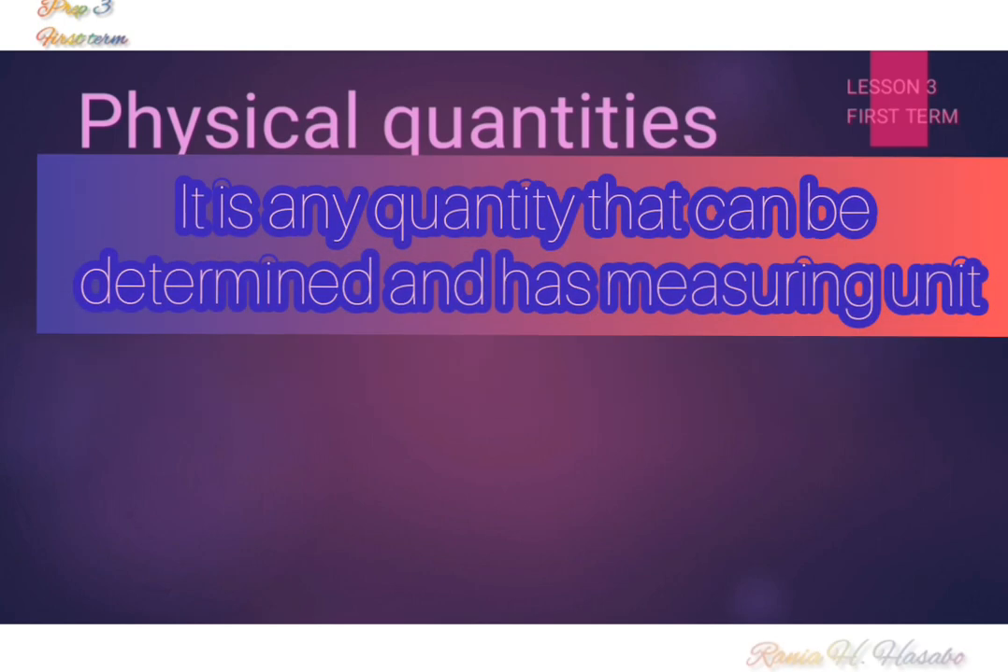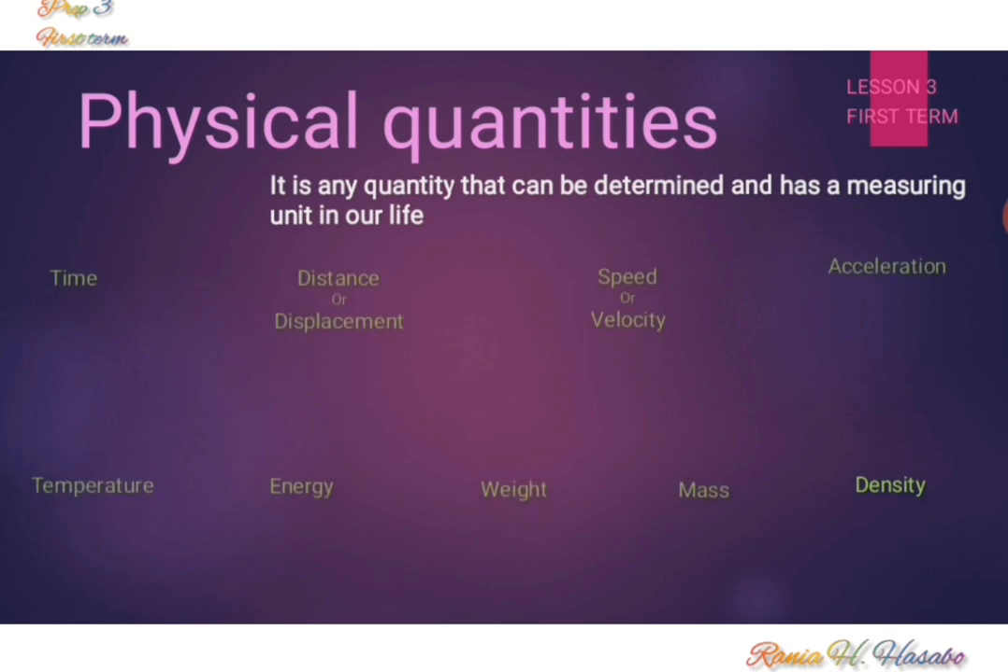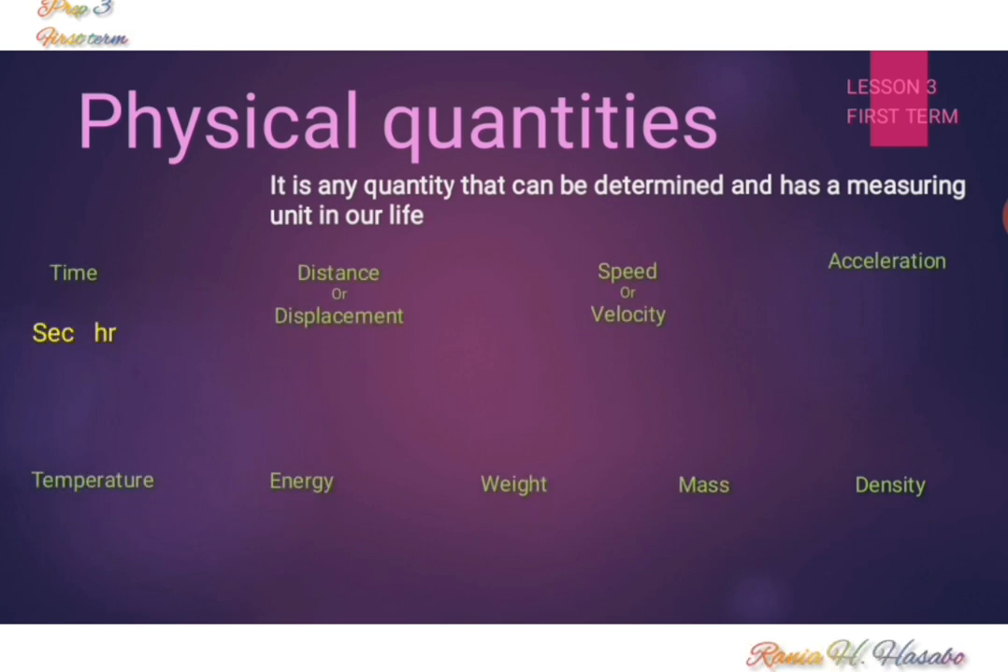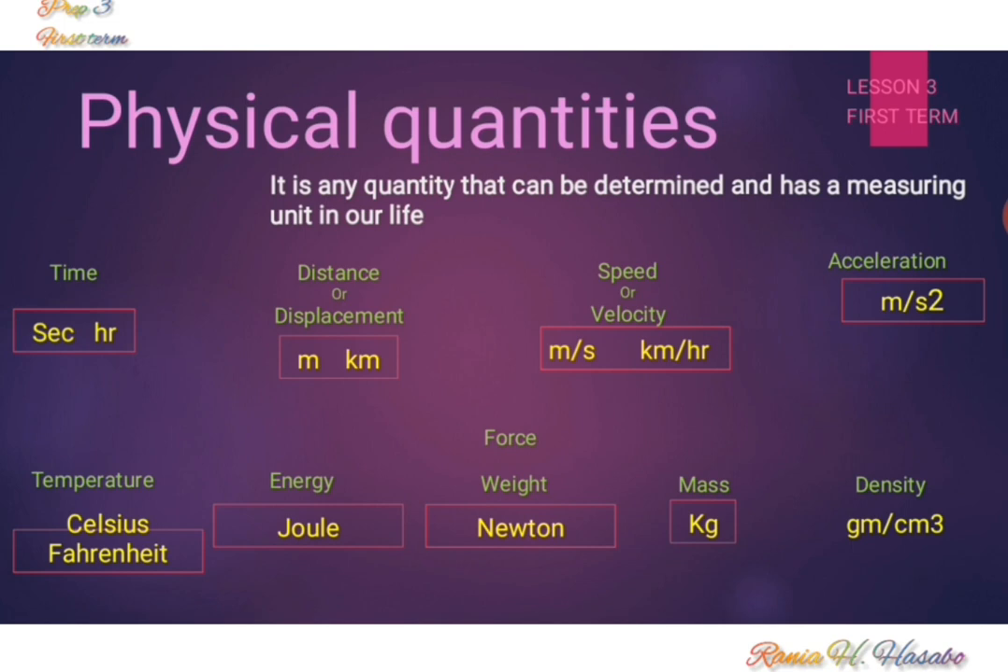Physical quantity is any quantity that can be determined and has a measuring unit in our life. Each physical quantity is measured in a special measuring unit, like time, which is second or hour, distance, meter or kilometer, speed or velocity, meter per second or kilometer per hour, acceleration, meter per second square, temperature, Celsius or Fahrenheit, energy, joule, weight, Newton, and also force is measured by the same unit, Newton, mass, which is kilogram, density is gram per cubic centimeter.